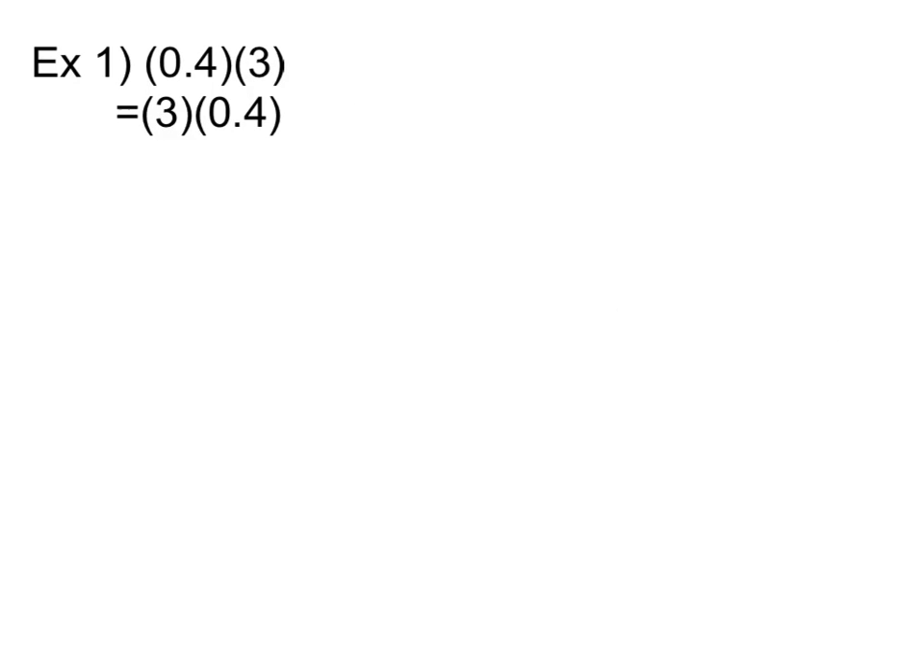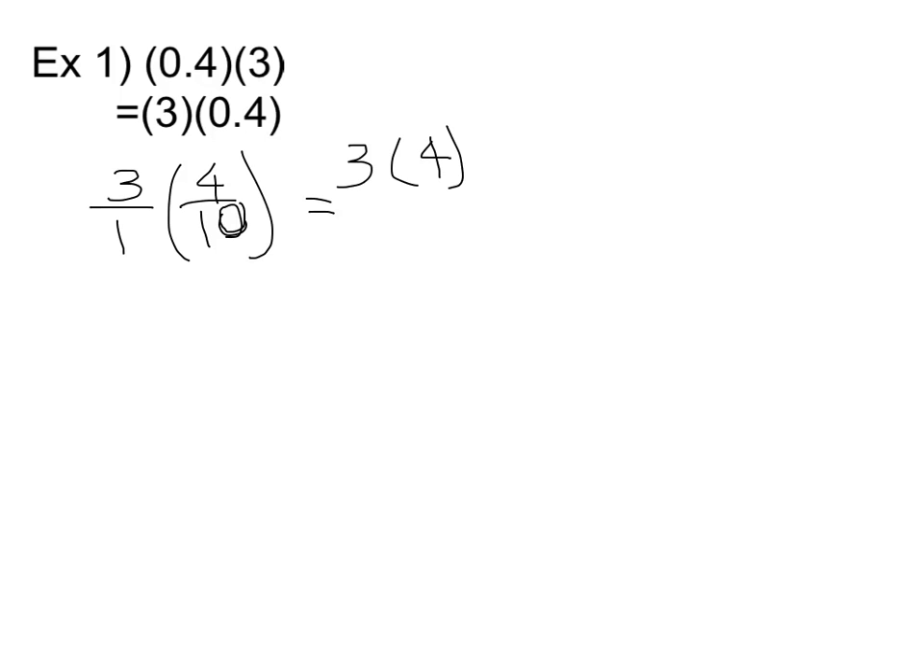The next way we're going to show this multiplication is changing our decimals to fractions. We're going to write our 3 wholes as 3 over 1 and our 4/10 as 4 over 10. You know when you're multiplying fractions, you multiply numerator and you multiply denominator.